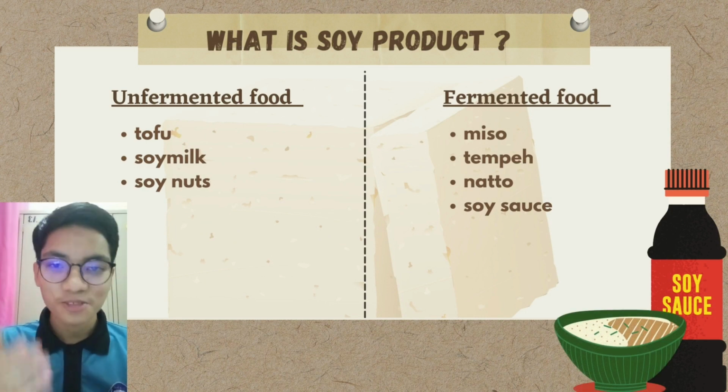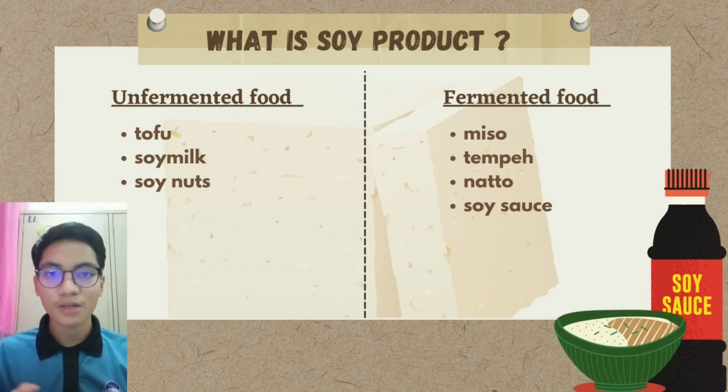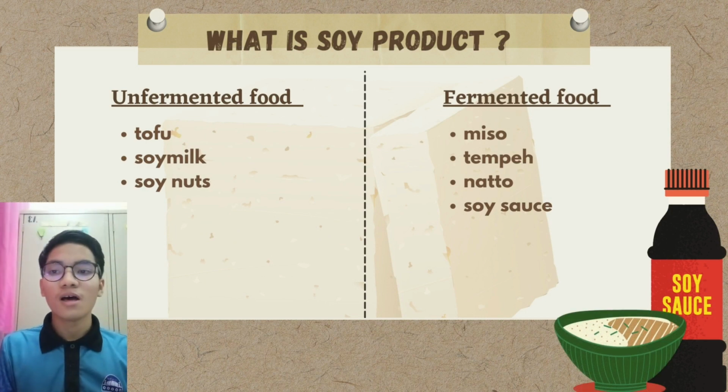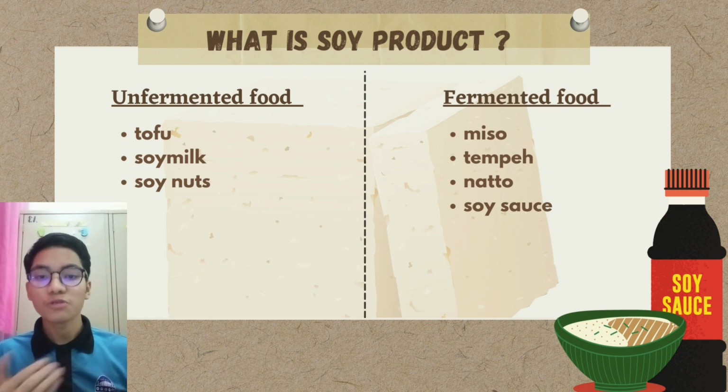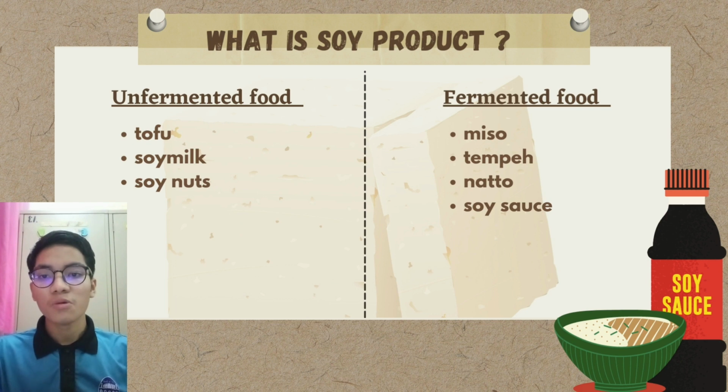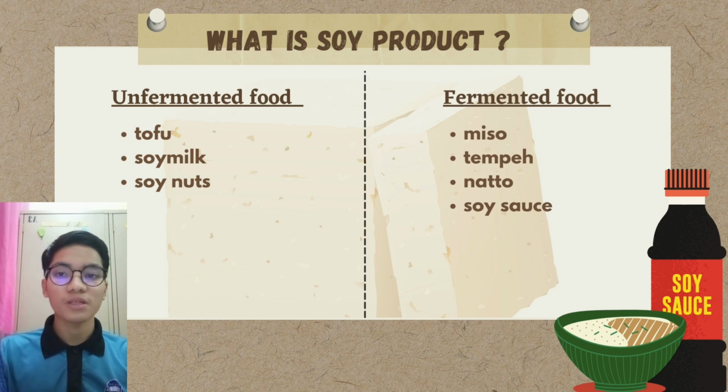So what is soybean product? Before we go further, I would like to tell you some detail about what the soybean plant is. We need to know that soybeans are legumes related to the pea plant. The soybean plant will produce around 60 to 80 pods with 3 pea-sized beans in each.